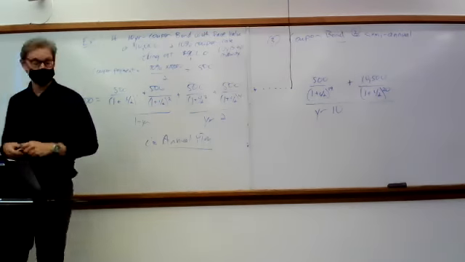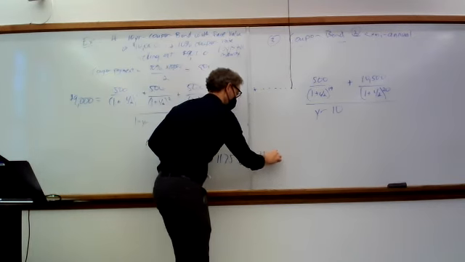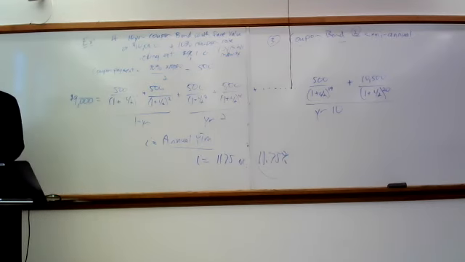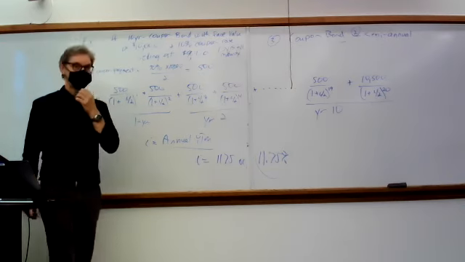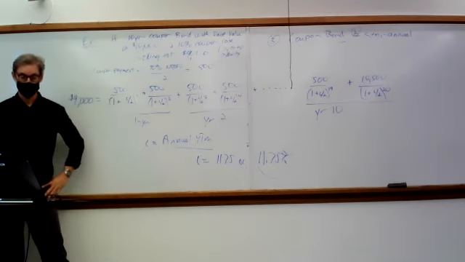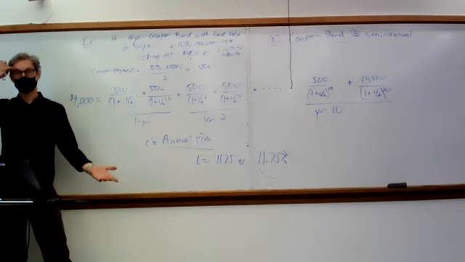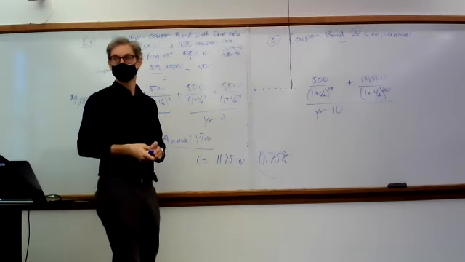In this case, when you calculate the yield to maturity, you'll find that the yield to maturity is 11.75%. Wait a second. I thought the coupon rate was 10%. What happened? How did I get a return of 11.75% when the coupon rate was only 10%?